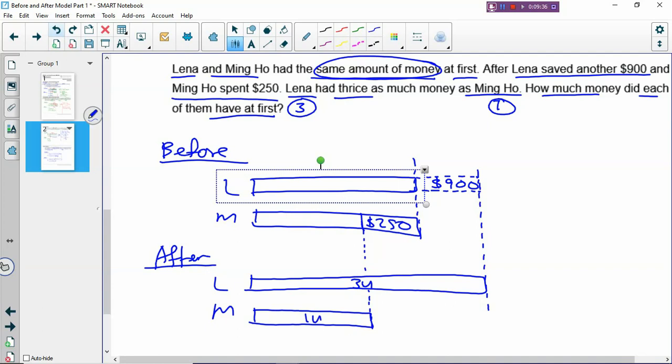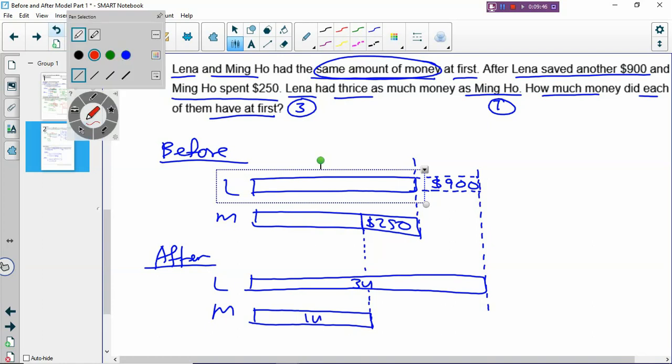You can do that. Okay, all right. And then what do we do next? Okay, question mark. So how much money did each of them have at first? Okay, then your question mark will be maybe over here. Something like this. And then Lina will have the same money as Minho. Okay, and your model is done already.